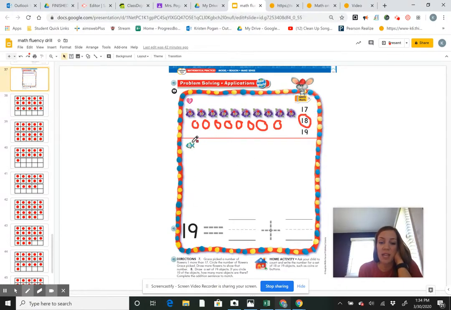My last problem today says draw a set of 19 objects. If you circle 10 objects, how many more are there? Complete the addition sentence. So remember in math, we always draw circles. I'm going to draw mine in the shape of a 10 frame.